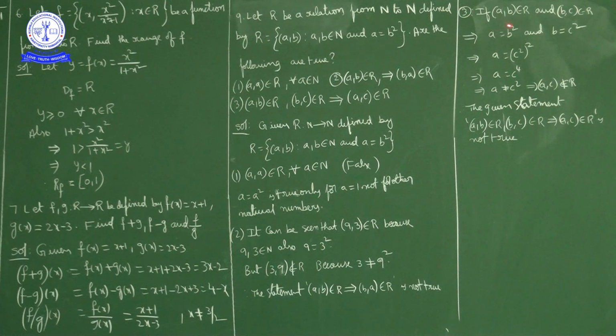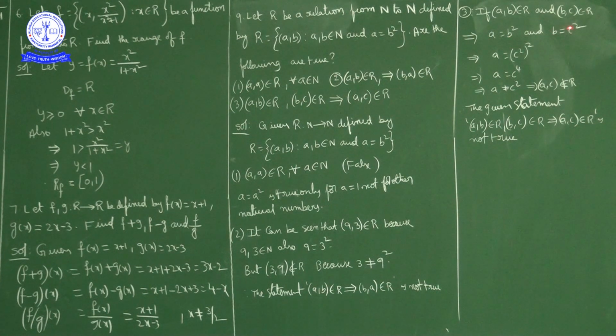Now what is given here? If ordered pair A comma B belongs to R and B comma C belongs to R, does ordered pair A comma C belong to R or not, that we have to check. Ordered pair A comma B belongs to R means according to the relation, first element is square of second element, so A is equal to square of B. Ordered pair B comma C belongs to R means first element B is equal to square of second element C, so B is equal to C square.